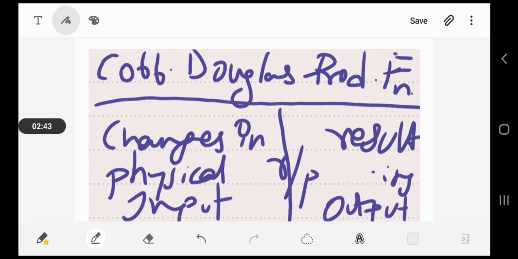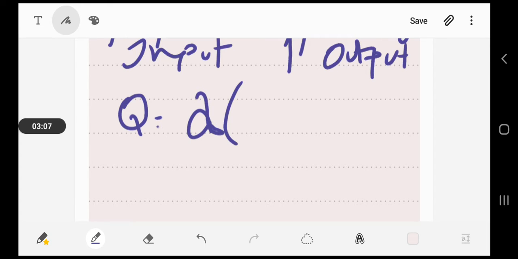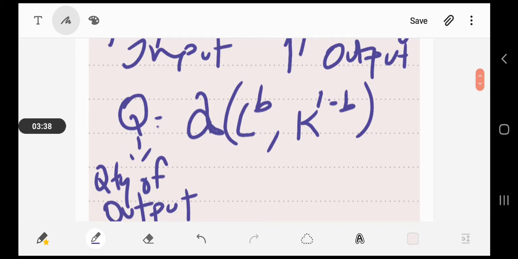From their statistics, a generalized form of production function with two variable inputs, such as labor and capital, has been evolved, which is as follows: Q is equal to A L to the power of B, K to the power of 1 minus B, where Q is the quantity of output.